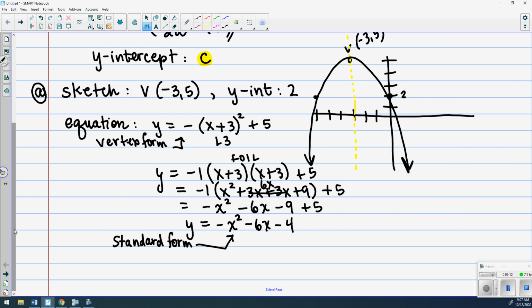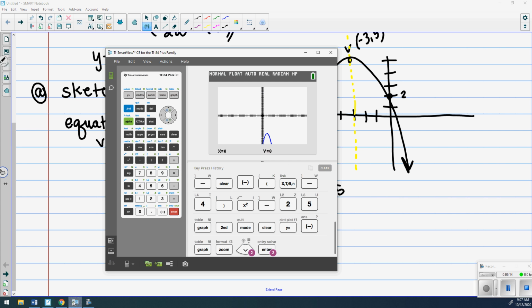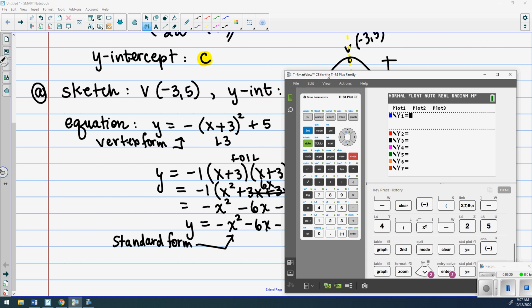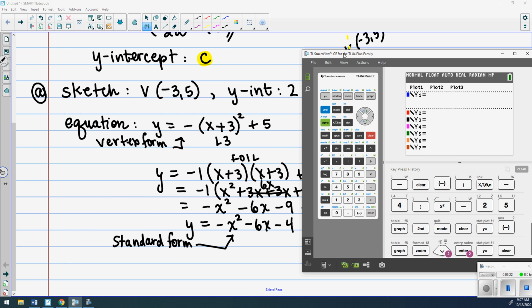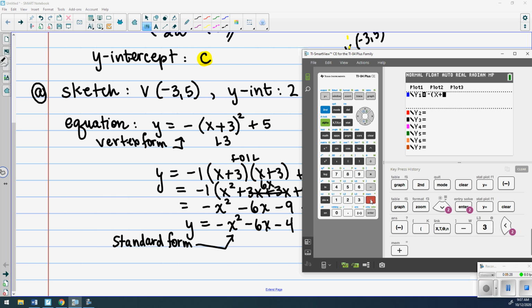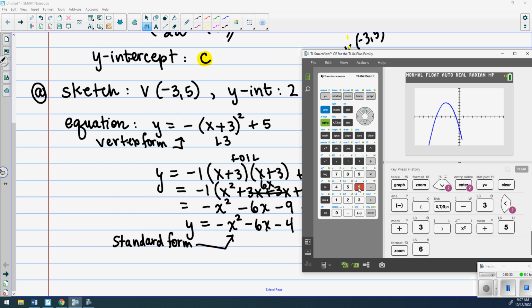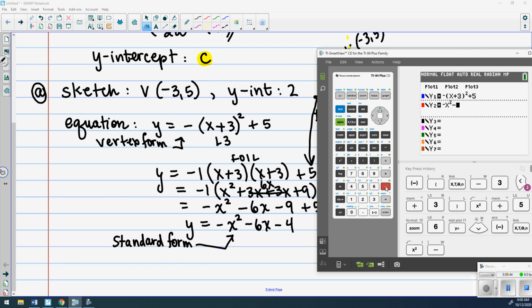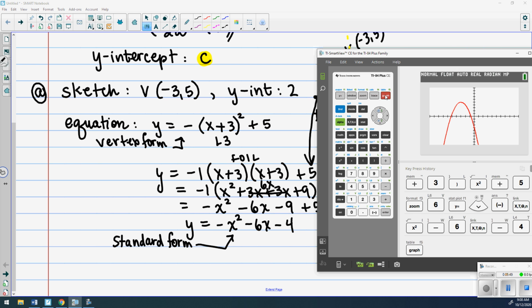Okay, now I'm going to take a minute and graph both of my equations. So the first equation that I came up with was y equals negative the quantity x plus 3, it was shifted to the left, x plus 3, quantity squared plus 5. Zoom 6 will take me to that standard viewing window. I'm going to go back to y equals, and in my next line, this red line, I'm going to graph negative x squared minus 6x minus 4. And then hopefully, oh, perfect, it fell right over top of that blue parabola.